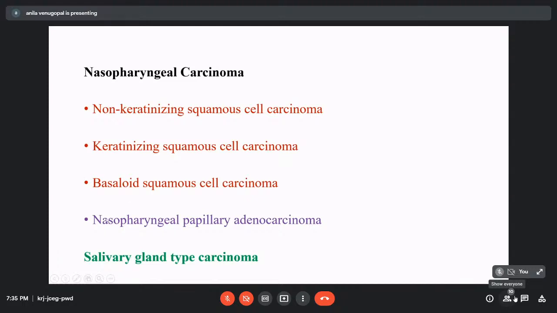But rarely you can get other types of carcinoma in the nasopharynx, mainly the nasopharyngeal papillary adenocarcinoma, which is quite rare, and also salivary gland type carcinomas like adenoid cystic carcinomas are known to occur in the nasopharynx. So these two entities, the last two, cannot be called nasopharyngeal carcinoma. Only the squamous cell carcinomas come under the broad terminology of nasopharyngeal carcinoma.